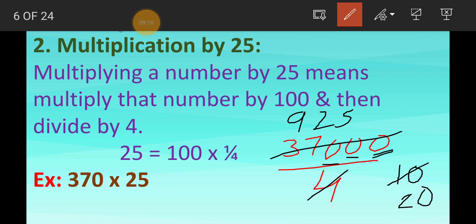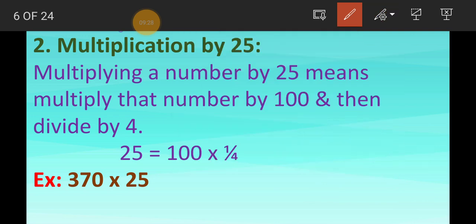Now the last 0, when you copy from up, you have to divide this 0. So you will go for zeros, 4 zeros are 0. Okay, so what is your answer? 9,250 is the final answer which you are going to get here.